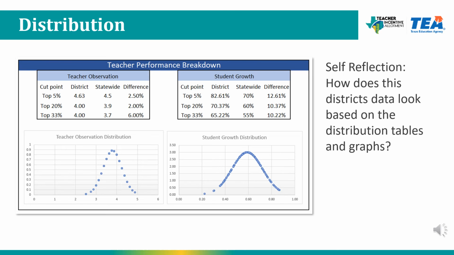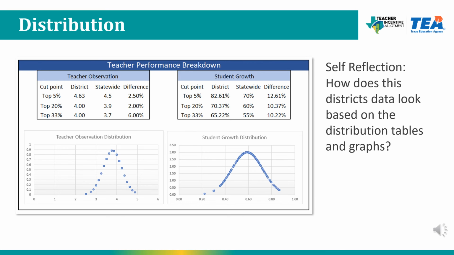A district should self-reflect on where they should be based on a consideration of how their own performance is compared to the state. Things to consider are overall accountability, star performance, etc. For this district's dataset, there appears to be slight inflation on the student growth side. A good next step would be to identify a root cause to this inflation.